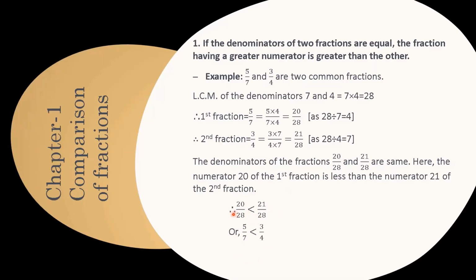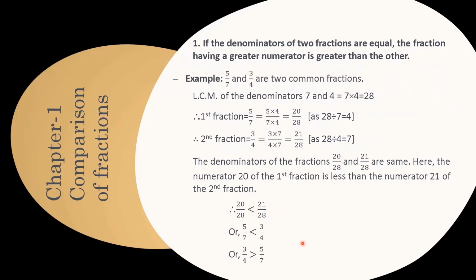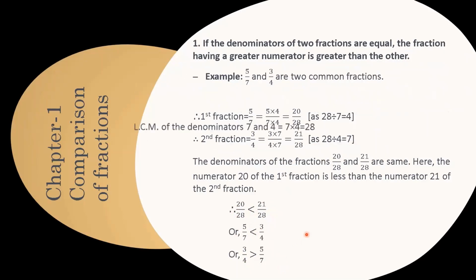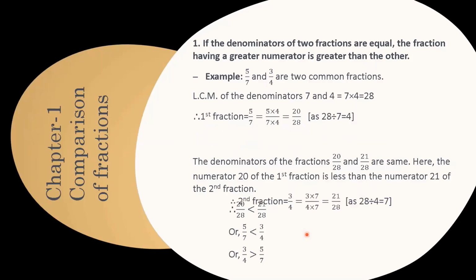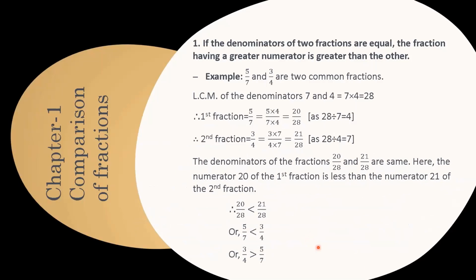So we can write down, because 20 divided by 28 is 5 divided by 7 and 21 divided by 28 is 3 divided by 4, or we can write it this way, 3 divided by 4 is greater than 5 divided by 7. So my dear students, this is the comparison of fractions, and we can find out which fraction will be greater than the other or which fraction will be less than the other. So this is the process. If we make the denominators equal, we can easily find out by the numerators which one is greater and which one is less.